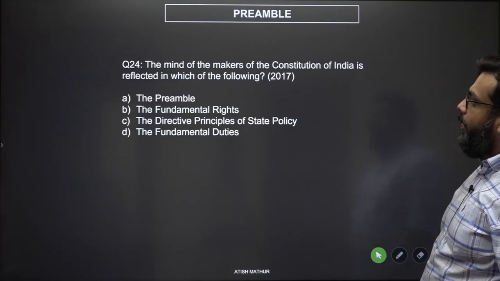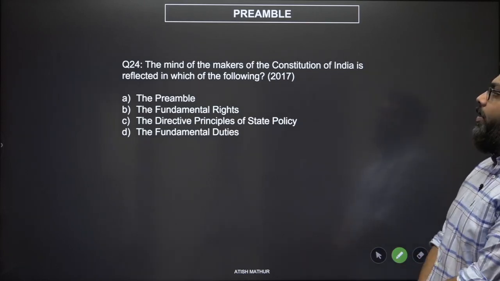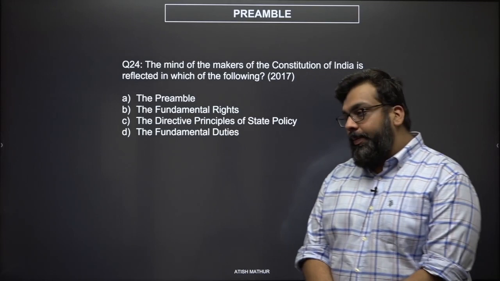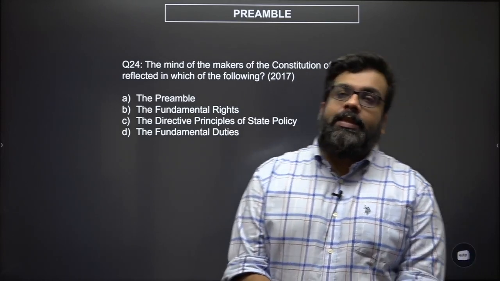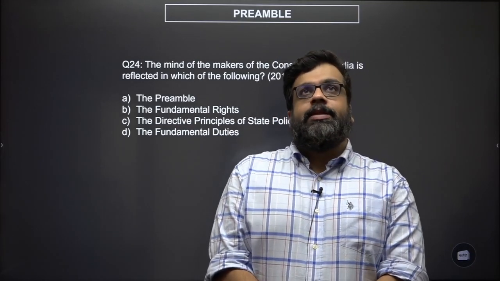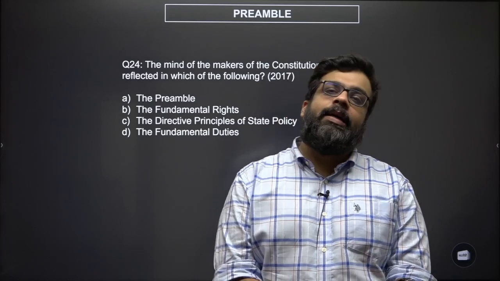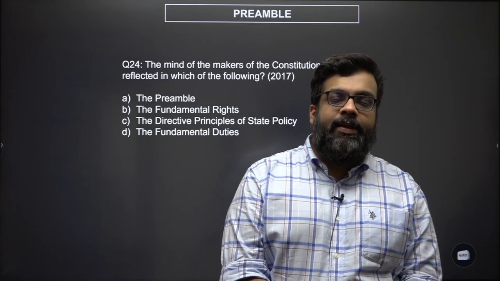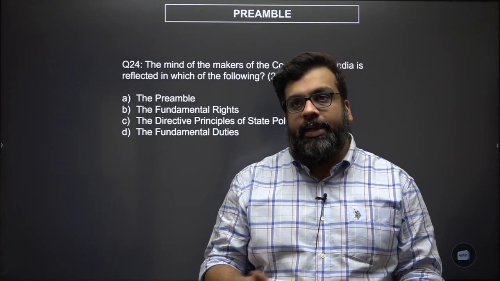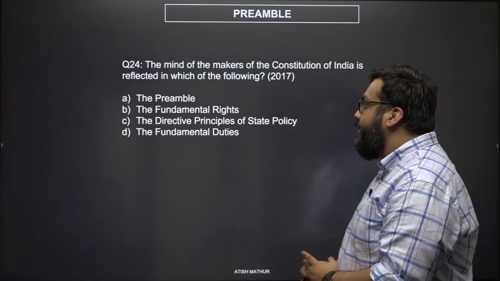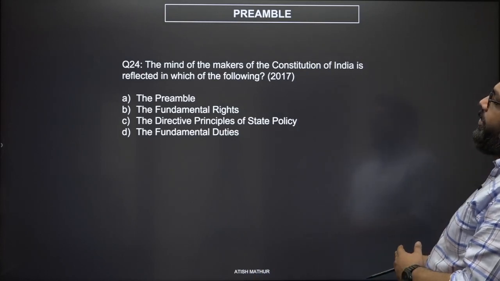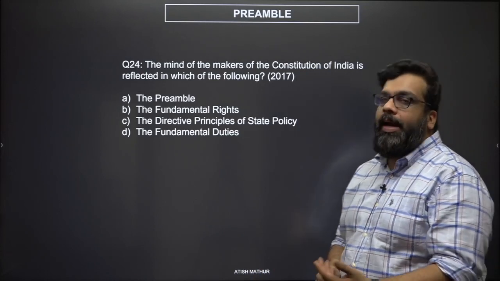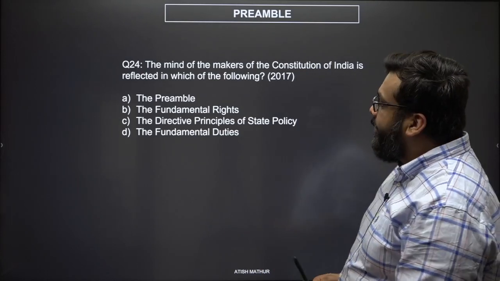Simple. Now, the mind of the makers of the Constitution is reflected in which of the following? I've discussed this as a trick when we're doing the preamble. Remember this, if the subject matter cannot be legally defined, it is usually an adjective for the preamble. If it is legally definable, then it is usually rights or directive principles. Anyways, the mind of the makers of the Constitution is reflected in what? The mind means what are you trying to aspire to? What are you trying to achieve?